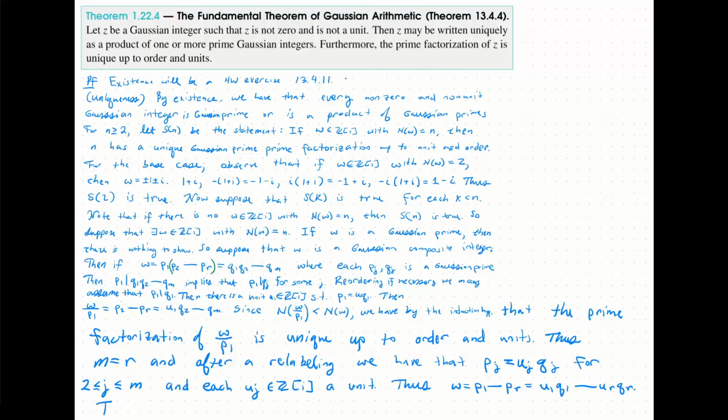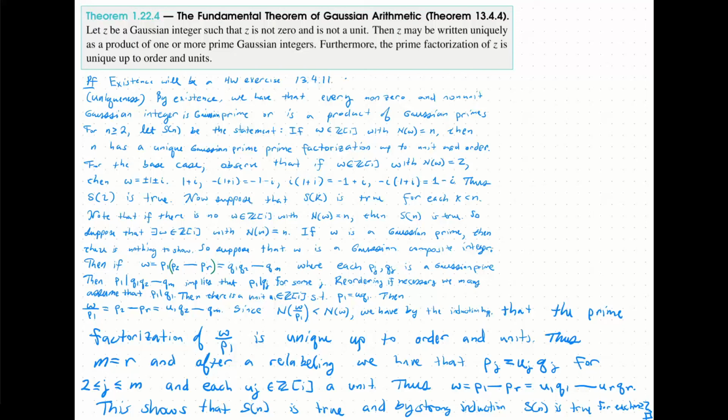So this shows that S of n is true, and by strong induction, S of n is true for each n greater than or equal to 2, which is what we wanted to prove. And so that establishes the result. And now we have the fundamental theorem of arithmetic for the Gaussian integers.